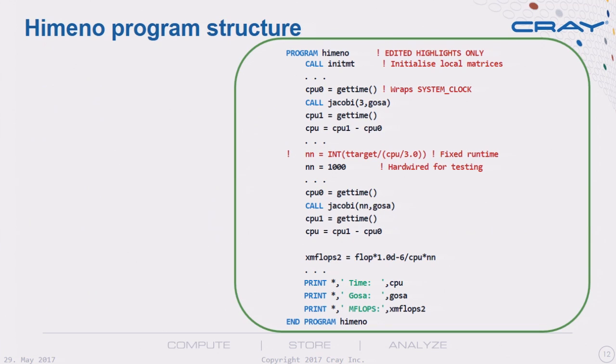So we have an initialization at the beginning. Then we call this Jacobi routine with 3 iterations, and we get back the GOSA. We measure the time around that one, and then after some computation output, we do that again, in the initial case, for 1,000 iterations, and then we do the computation of that, and at the end we print out our timings.